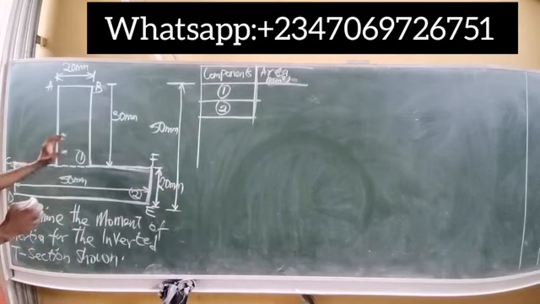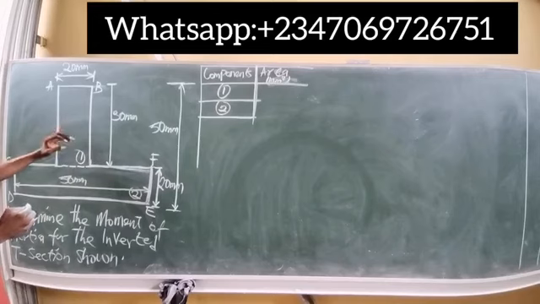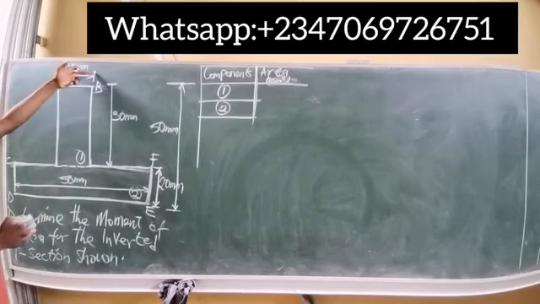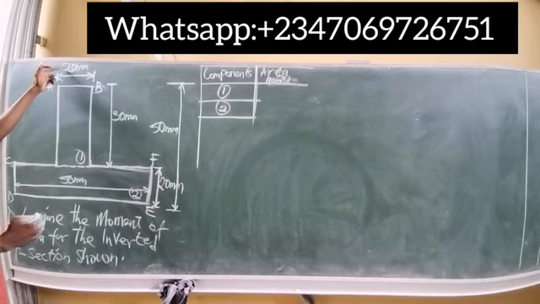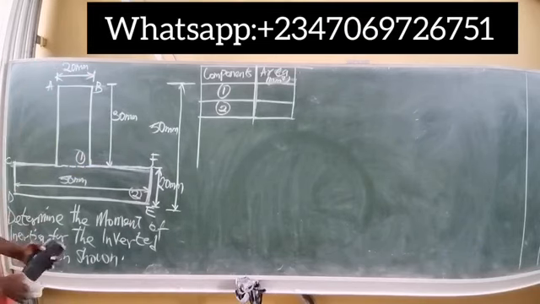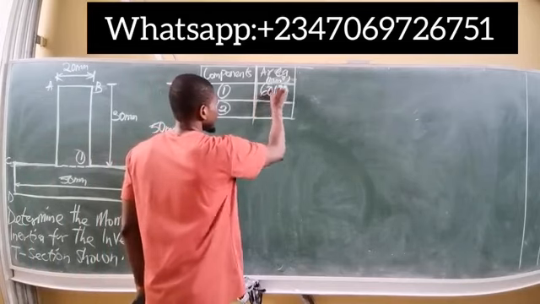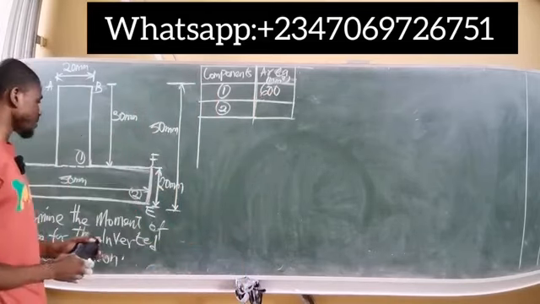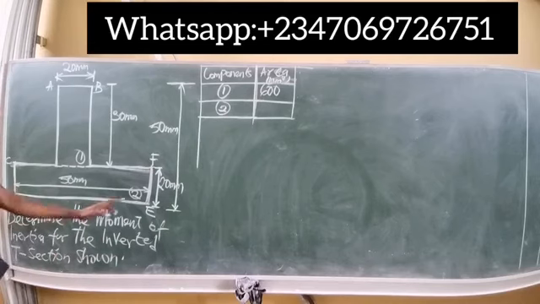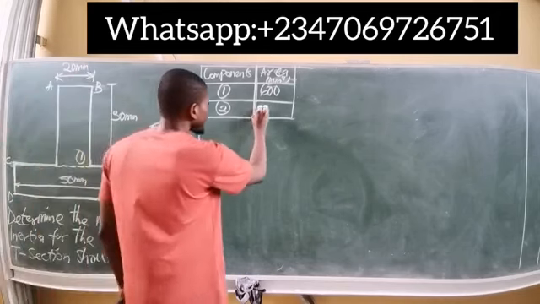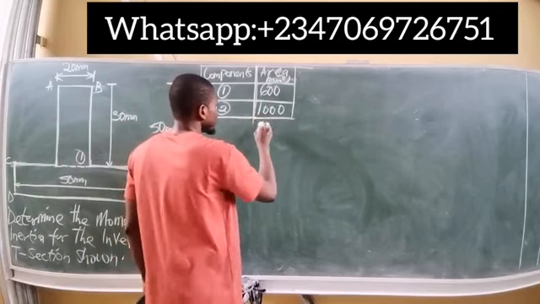So for the first component, which is the first rectangle, the area is simply the width times the depth. The width here is 20 millimeter, the depth is 30. So we simply have 20 by 30, and that gives us 600 millimeter squared. For the second segment, the width is given as 50 millimeter, the depth is 20 millimeter. So the area is simply 50 by 20, and that's 1000 millimeter squared.